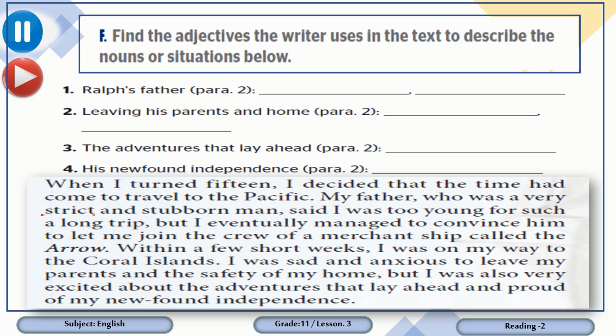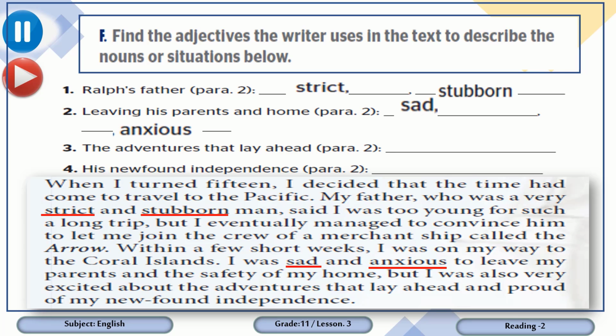Ralph's father was described to be excellent, strict, and stubborn. On leaving his parents and home, Ralph felt very good, sad, anxious. Number 3, the adventures that lay ahead were excited and he was proud. Very good.